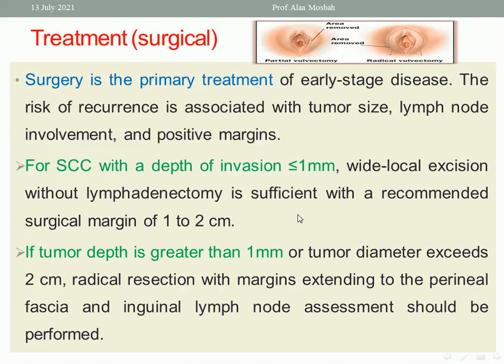Of course, don't forget, you are leaving a surgical margin of 1 to 2 centimeters that should be free from malignancy. If tumor depth is greater than 1 millimeter or tumor diameter exceeds 2 centimeters, radical resection with margins extending to the perineal fascia and the inguinal lymph node assessment should be performed. But not like the past: the butterfly incision, no more, no more removal en bloc. But take care, we are doing more conservative surgery recently, okay?